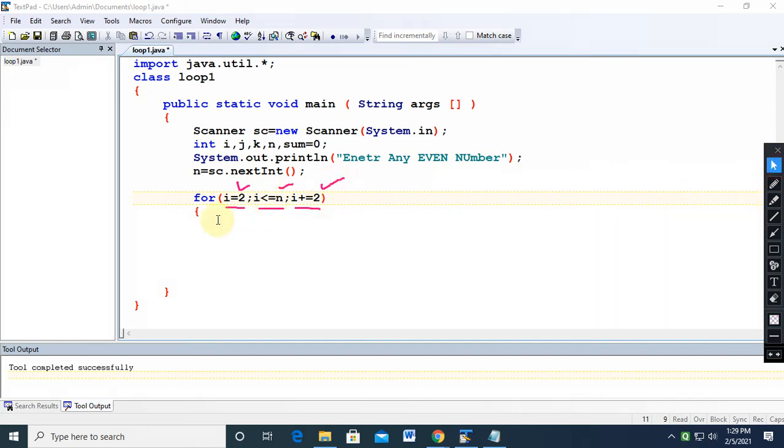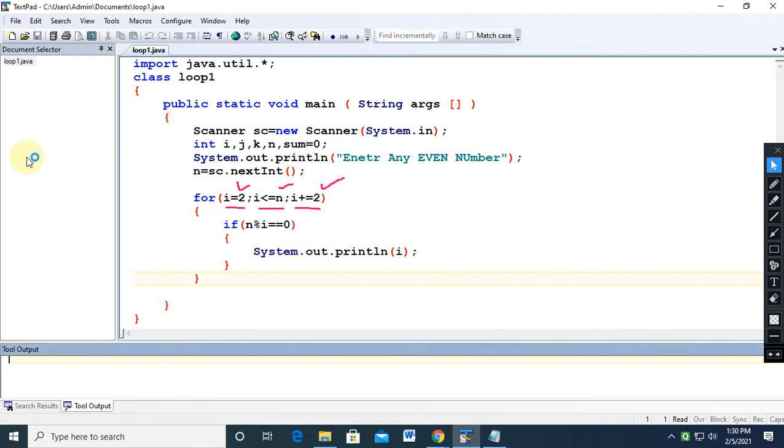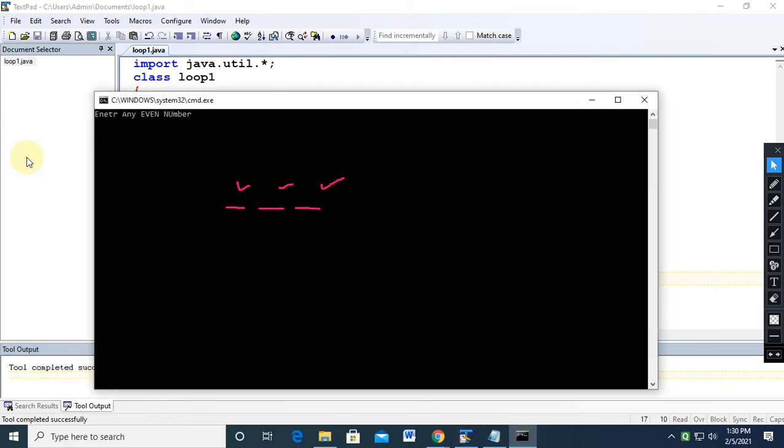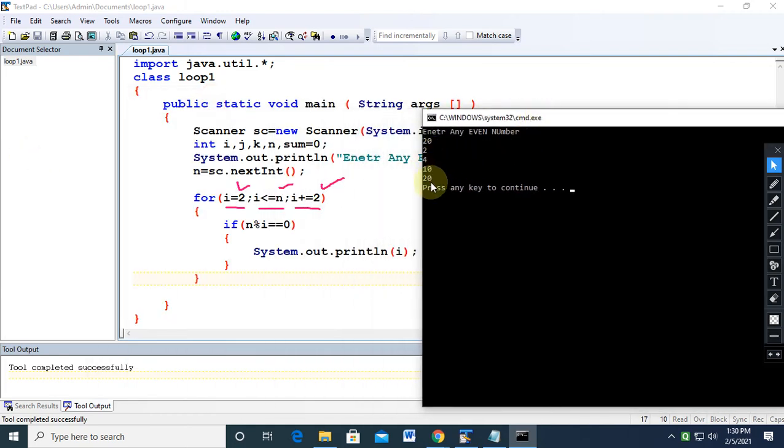After that, what you need to check? You need to check the factors condition, and the factors condition is always the number mod the loop variable, that is your I, and if the remainder is coming 0, then the factors would be I only. So this is the even factor. If you want to print the odd factor, you can print like this also. In that case, the starting point has to be 1. Now see, the even factors are coming 2, 4, 10, 20.